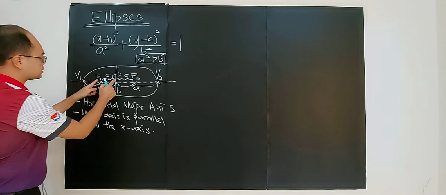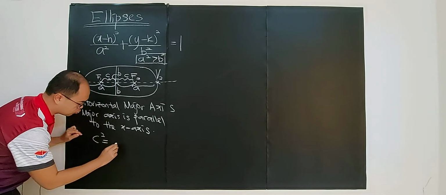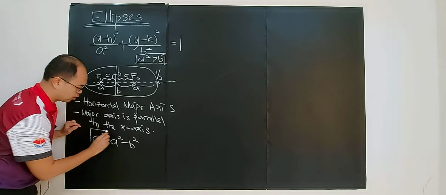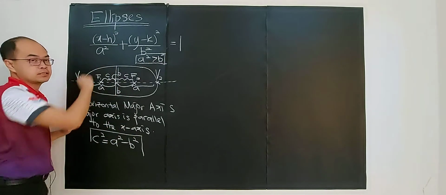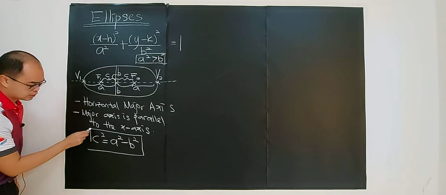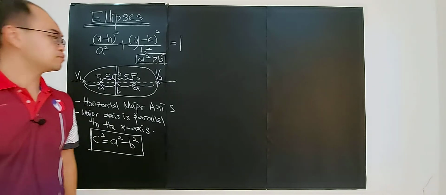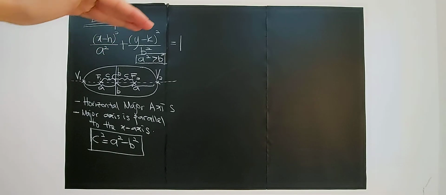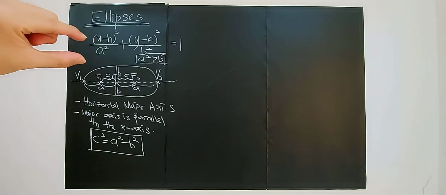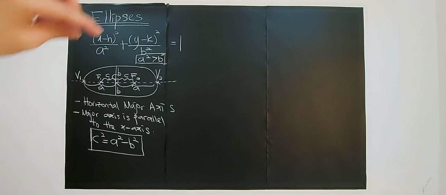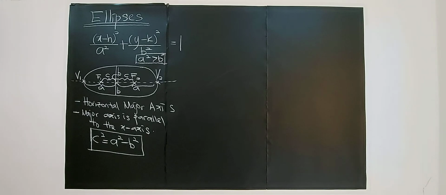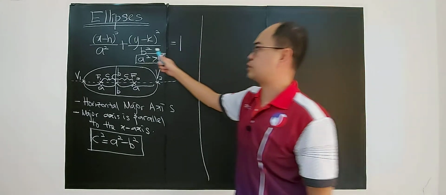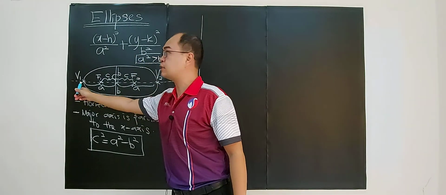The focal length is defined by c squared equals a squared minus b squared, which you can look at in the derivation that I did for the formula of the standard equation of an ellipse. So c squared will always be a squared minus b squared. This is the case where (x minus h) squared over a squared plus (y minus k) squared over b squared equals 1, where a squared is below the (x minus h) squared. Different books have different ways of explaining the ellipse.